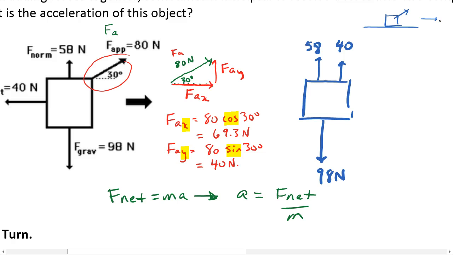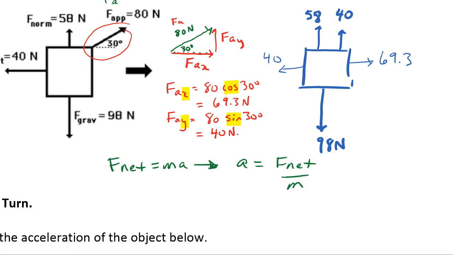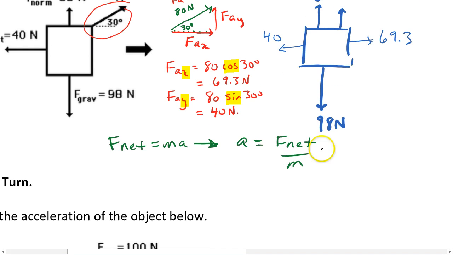Let's add our last ones. We've got FAX, which goes to the right, which is my 69.3. And I do have a friction force, which is going the other way, which is 40. And again, I could label them all, but I've already labeled them once, so I think this is fine. So now if I add them all together, which is my F net, well, my vertical ones cancel out, so I really just get 69.3 minus 40, all divided by the mass.